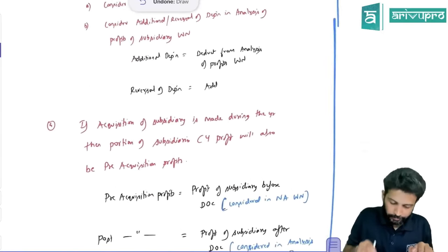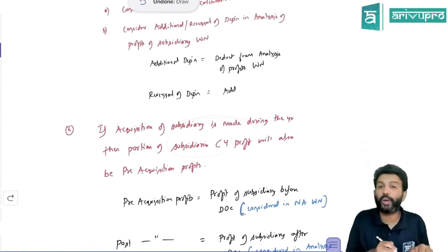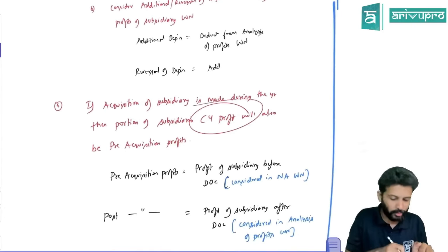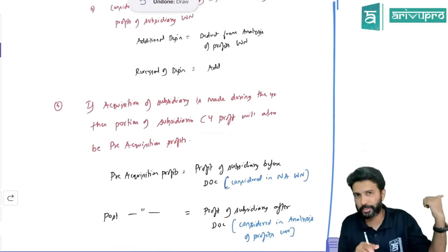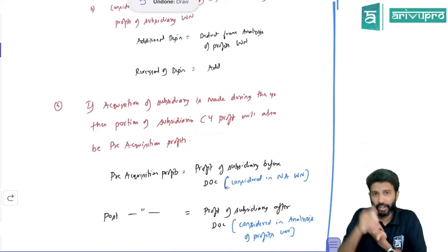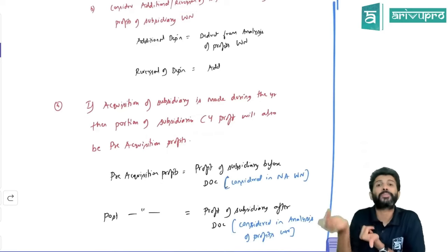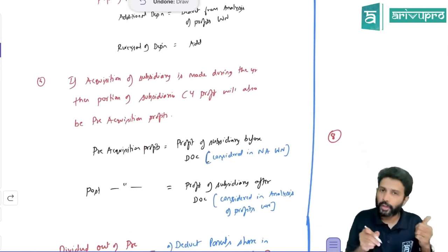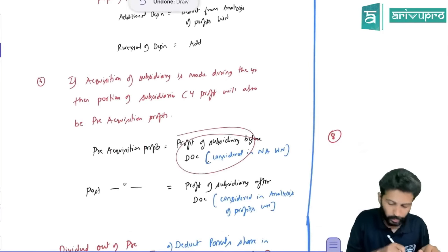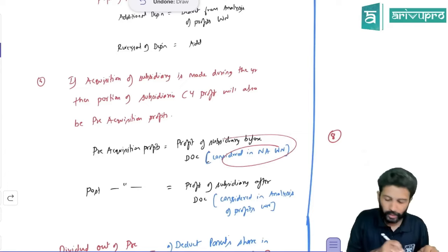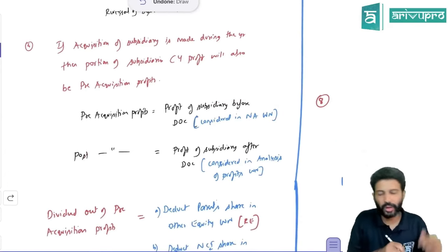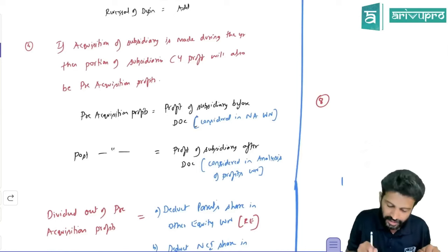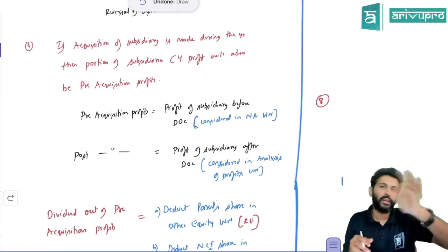Then, if the acquisition of the subsidiary was made during the year, not at the beginning of the year, then part of the current year profit will also be pre-acquisition profit, which we saw in this problem. 6 months of current year profit was pre, 6 months of current year profit was post, like that. So pre-acquisition profit means what? Profit of the subsidiary company made before the date of control. This will be considered for the net asset working. Post-acquisition profit means profit made by the subsidiary after the parent got control. This post-acquisition profit will be considered in the analysis of profit of subsidiary working.